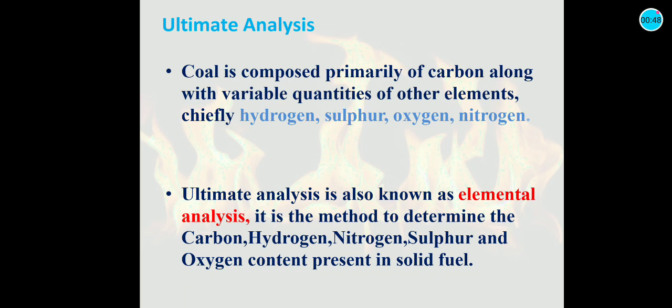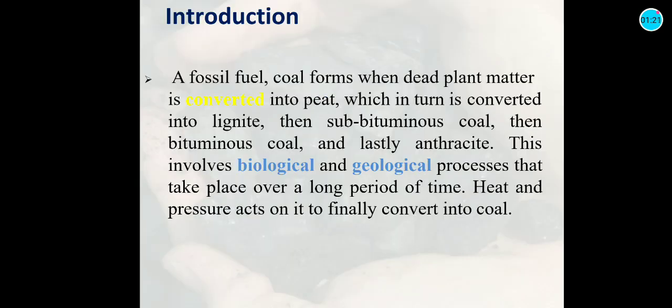Then ultimate analysis: we determine that coal is composed primarily of carbon, along with variable quantities of other elements, chiefly hydrogen, sulfur, oxygen, nitrogen. Ultimate analysis is also known as elemental analysis. It is the method to determine the carbon, hydrogen, nitrogen, sulfur and oxygen content present in a solid fuel.